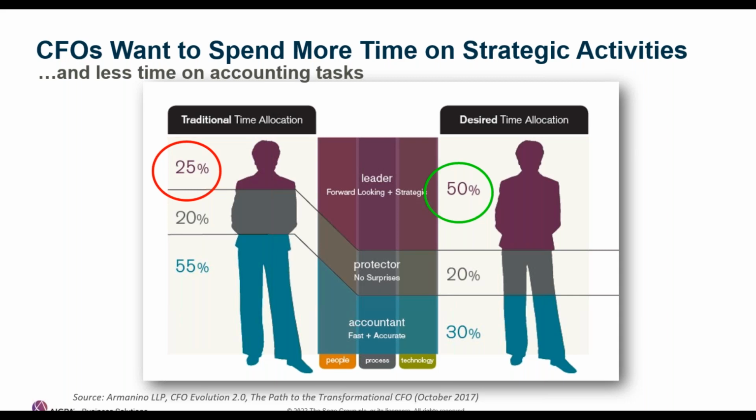75% of CFO time is spent as an accountant and a protector. Accountants must streamline and be fast with processes and information. Protectors must optimise risk posture and help avoid surprises. 25% of CFO time is spent being forward-looking and strategic.